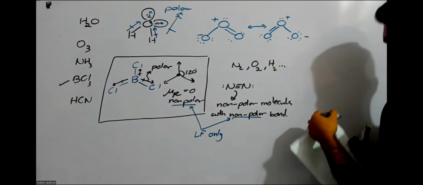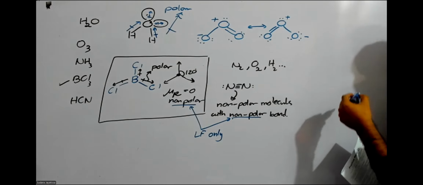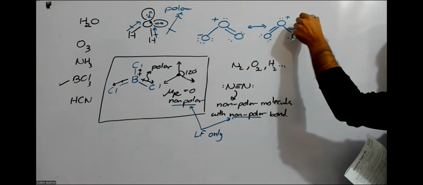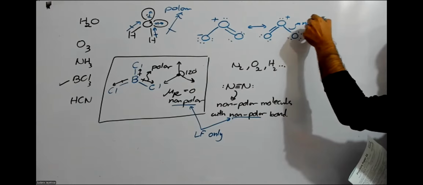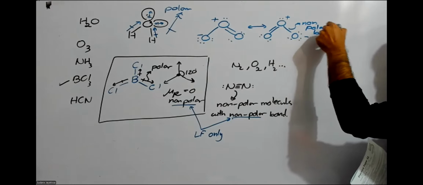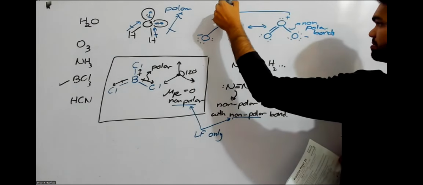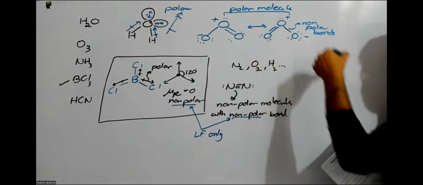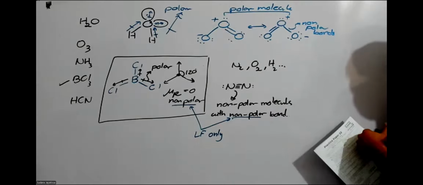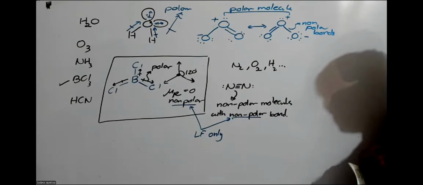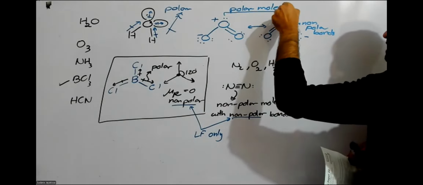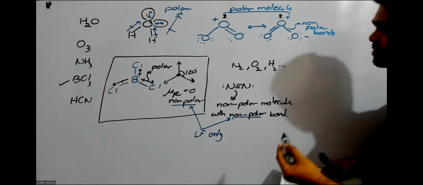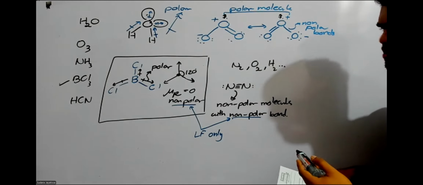Real ozone is still a polar molecule, and it has non-polar bonds. These are non-polar bonds, but the molecule is polar. Why? Because there is a dipole moment that is not cancelled from the lone pair. This lone pair has a small dipole moment, so therefore we can consider it a polar molecule. Also important.